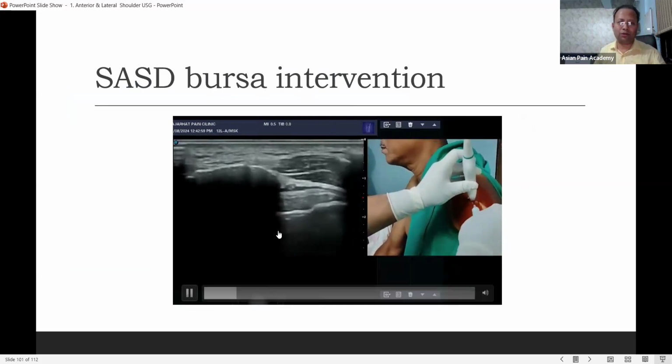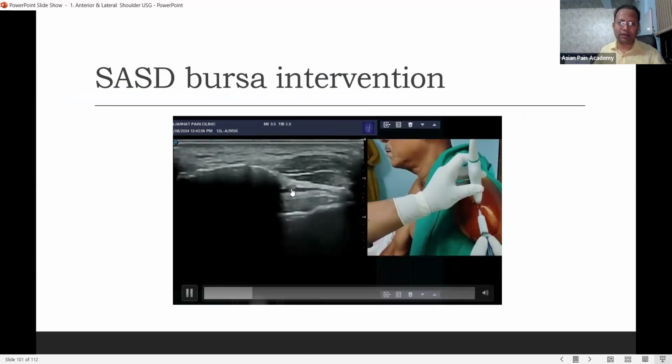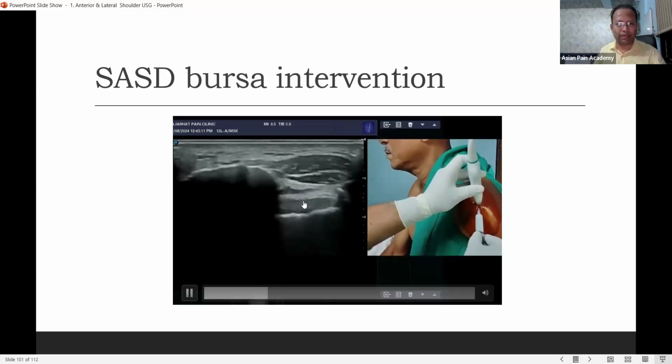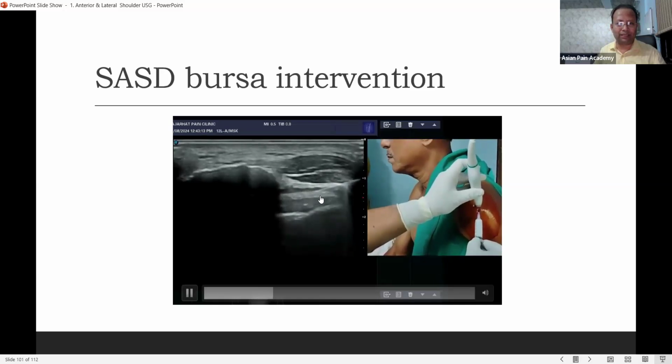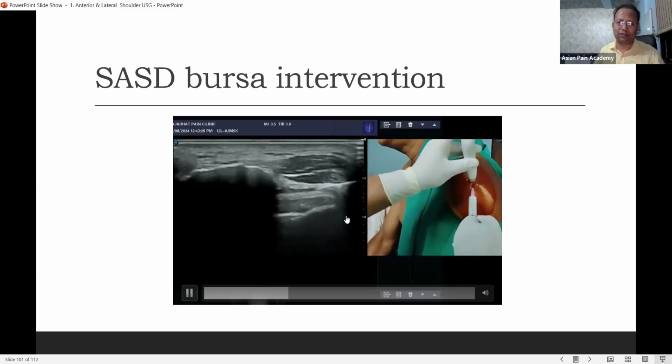So where will I go? I will go here, in this black line. You see, between the white, this black line is there. It is the bursal plane. As soon as I give the injection here, it will split the two muscles completely. It will not stay there. It will split two muscles.